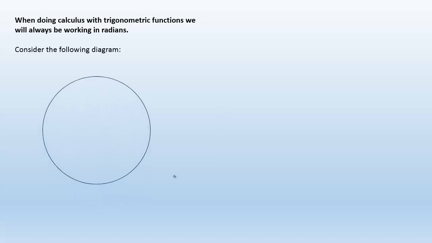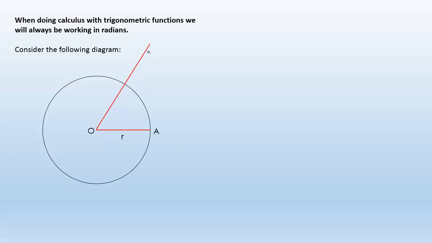When doing calculus with trigonometric functions, we will always be working in radians, and I'll explain why as we go through this. Consider the following diagram. So I'm going to start with a circle. Here's a radius, and the length of the radius is r. And we'll say the center is O, and this point on the circumference here is A.